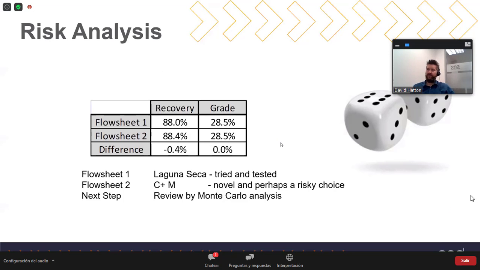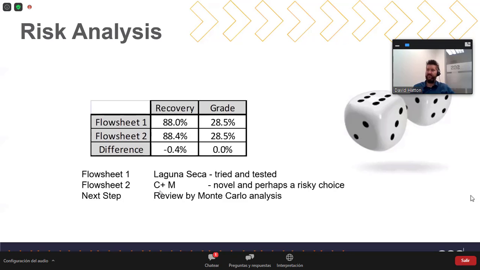Now we've made a decision on which flow sheet. Well, we need to analyze the risk. Did we choose a good flow sheet, but it may be unstable, it may have high risk, and so we need to investigate that. So it turned out that flow sheet 1, the Laguna Seca circuit, is a well-known, tried and tested flow sheet. And so, we were happy to go ahead with that.